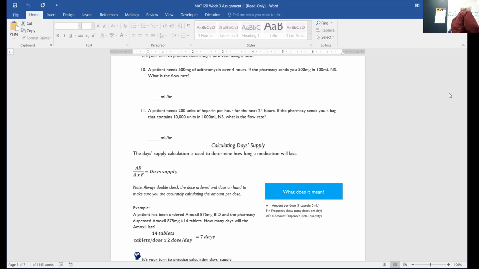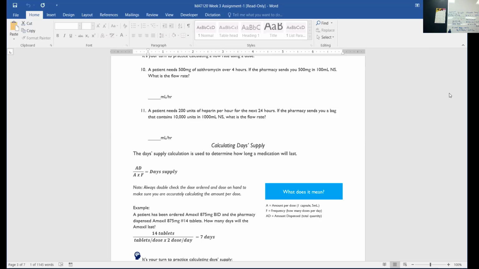So anyway, let's go from there. Now we have D. So we're going to construct D times V over H. And that's going to be 4,500 micrograms per hour times 250 milliliters divided by 50 milligrams.